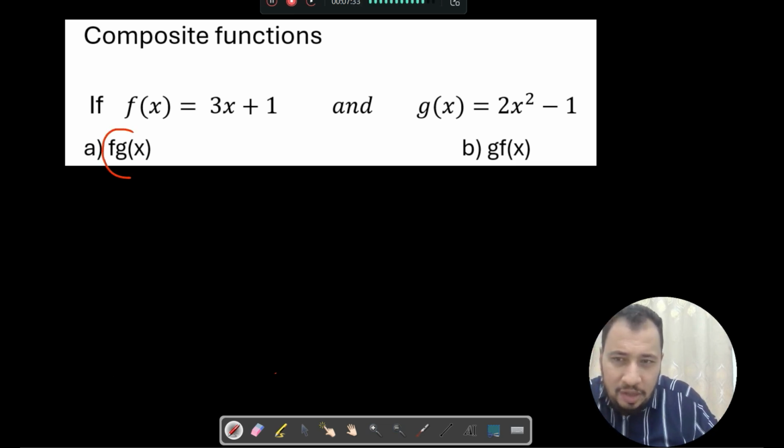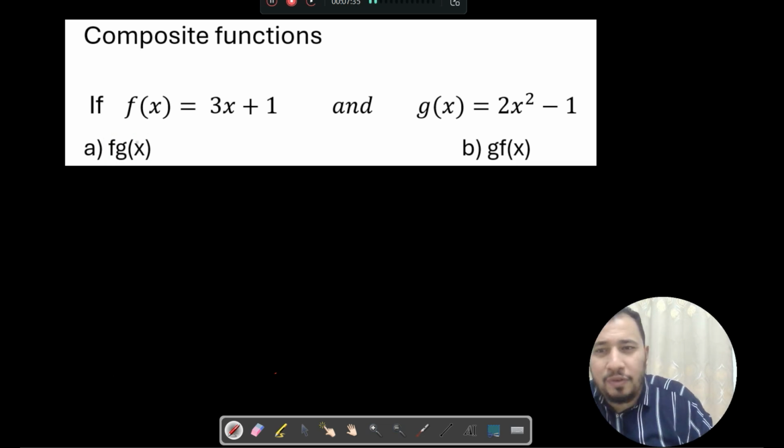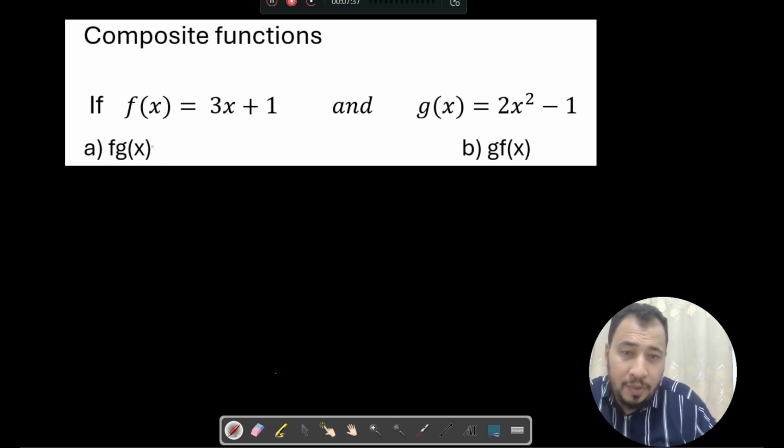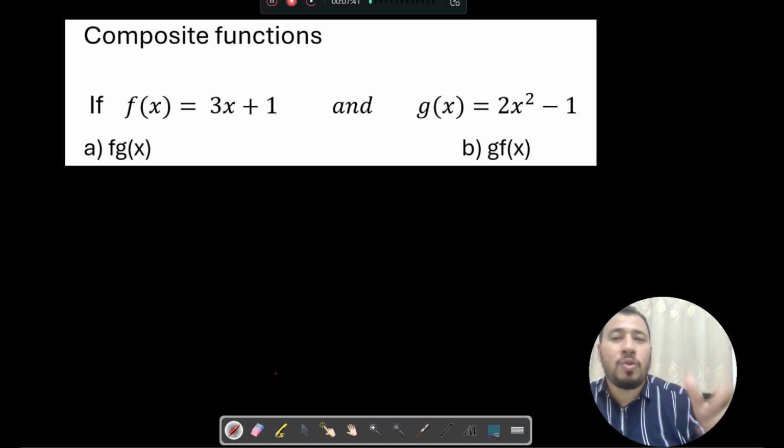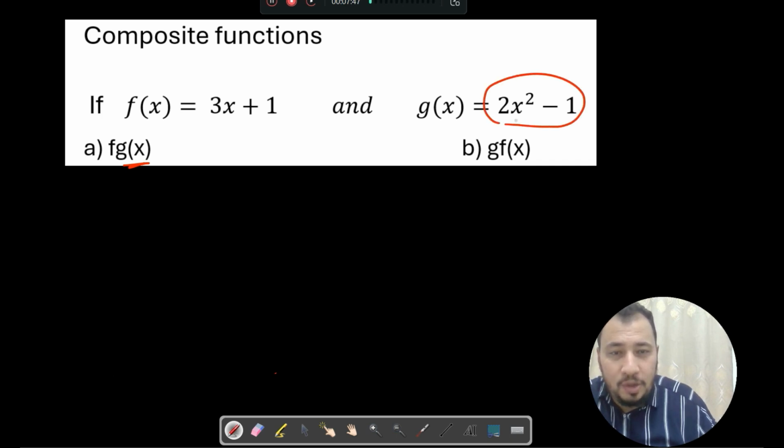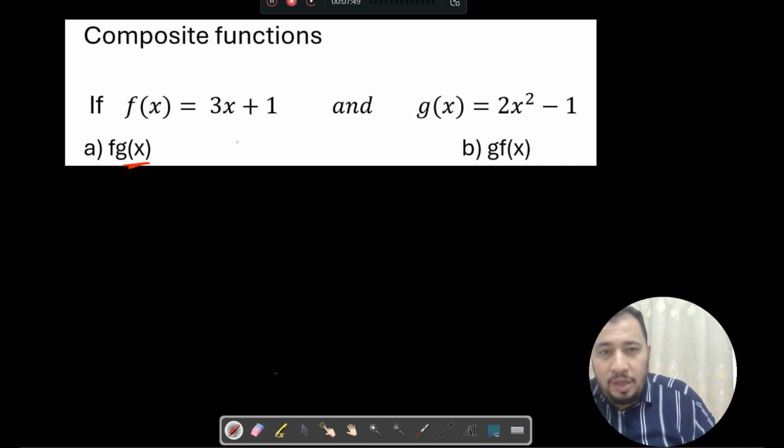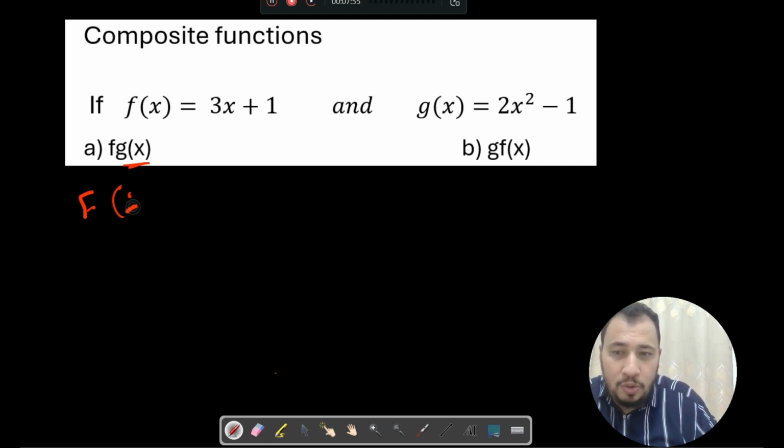In question A here, he is asking me to get f of g of x. Always, number one, you start with the function on the right. So here is going to be g of x. G of x equals what? Equal to 2x squared minus 1. Here, f, and instead of g of x, as we agreed, I'm going to write its value, which is 2x squared minus 1.